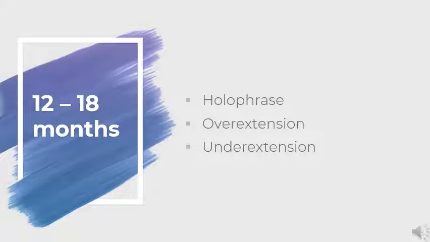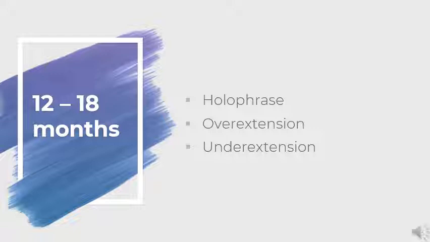In the beginning of toddlerhood, between 12 and 18 months of age, children will begin to use holophrases, which is using one word to represent many different ideas. So an example of this would be a child using the word cup to say that they want their cup because they're thirsty, or they see their cup, or maybe they dropped their cup.